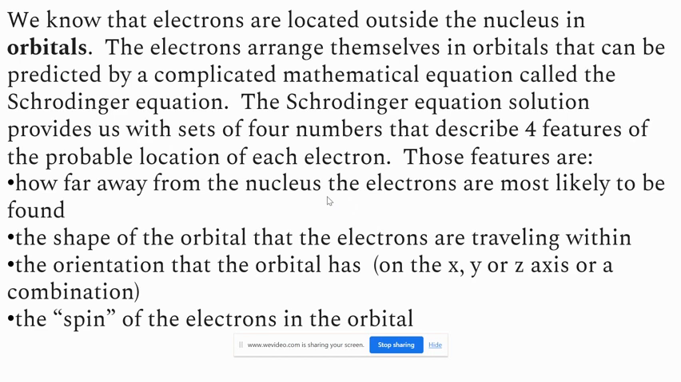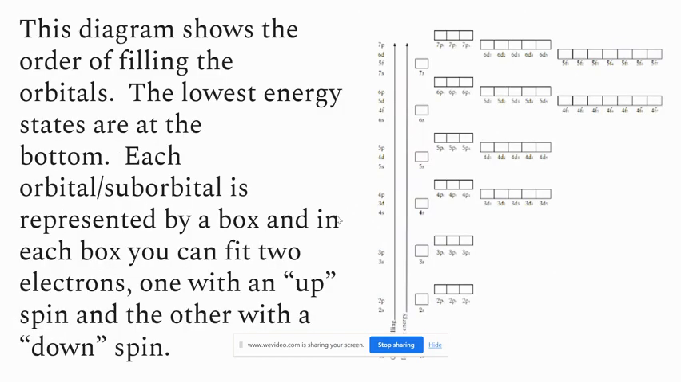Okay? We also have these orbitals. And the orbitals we can use to show how many orbitals each one of these areas has. Okay? And that's what those electron orbitals look like. And I'm going to show you how to do this as we move through.